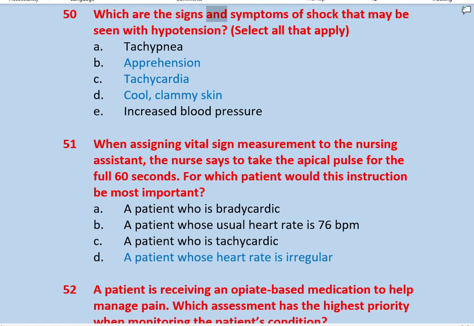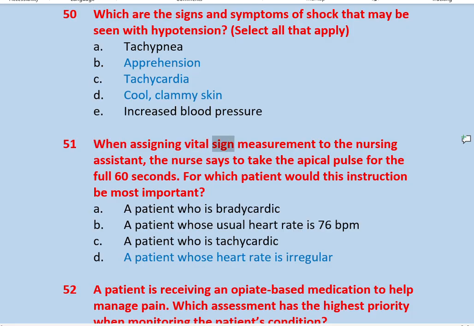50. Which are the signs and symptoms of shock that may be seen with hypotension? Select all that apply. Tachypnea, apprehension, tachycardia, cool, clammy skin, increased blood pressure.